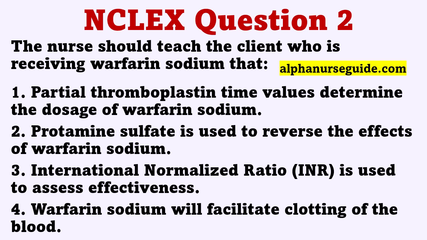The correct answer is 3. INR is a value used to assess effectiveness of the warfarin sodium therapy. Partial thromboplastin time is used to assess the effectiveness of heparin therapy. Fresh frozen plasma or vitamin K is used to reverse warfarin sodium's anticoagulant effect, whereas protamine sulfate reverses the effects of heparin. Warfarin sodium will help to prevent blood clots.